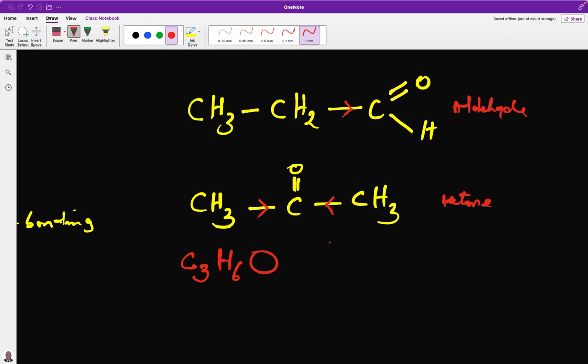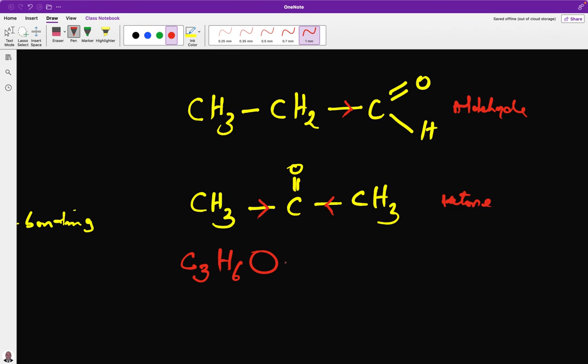For that reason, ketones and aldehydes of the same molecular mass have different boiling points and melting points. A ketone of the same molecular mass as an aldehyde will have a higher boiling point or melting point than the corresponding aldehyde, because this electron donating effect makes the carbon-oxygen bond in the ketone more polar than in the aldehyde.